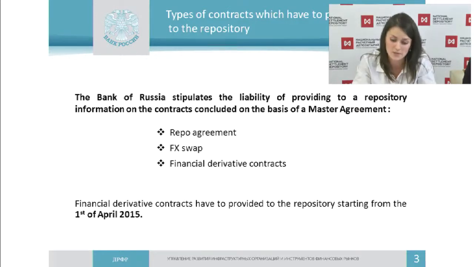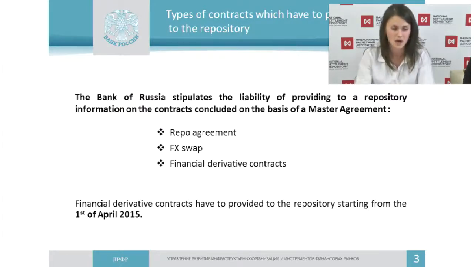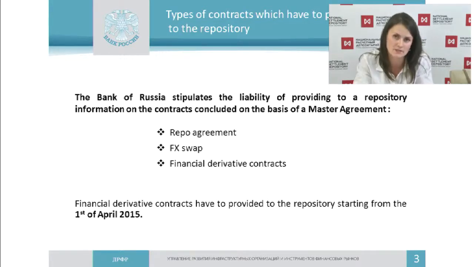At the same time, the Bank of Russia is working on amendments to the legislation regarding the liability of providing information to the repository without a master agreement. Companies should send information about single financial derivative contracts.